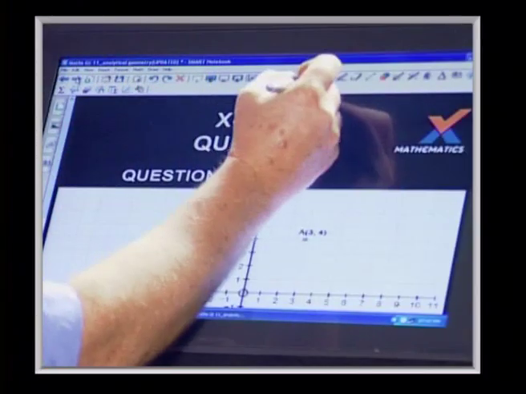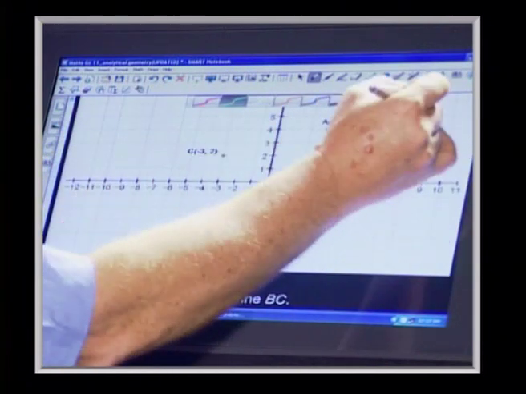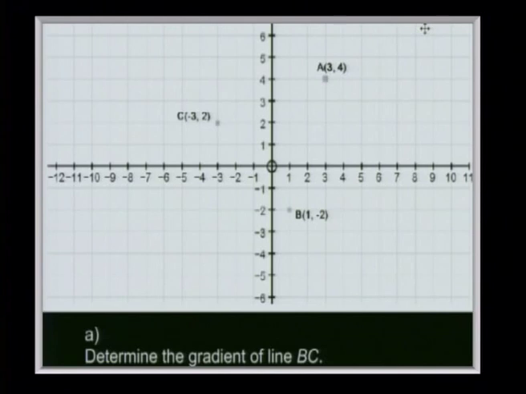What I'm going to do is pick a typical exam question for analytical geometry, and work through it. Here it is. You're given a grid with points A, B, and C, and they want the gradient of line BC. I'm not going to be worried about drawing it in. If you don't want to draw it in, you don't have to. You can just do the calculation.